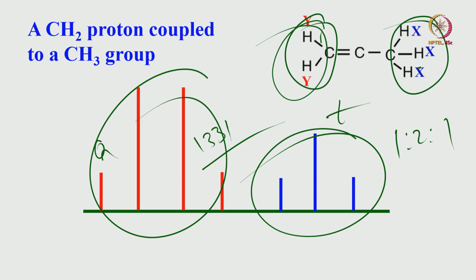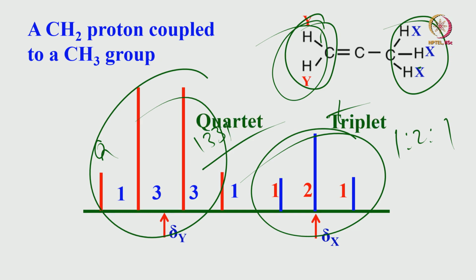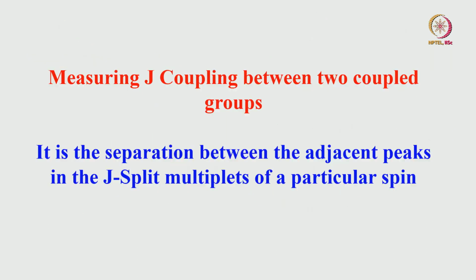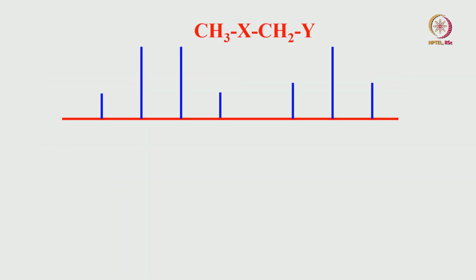How can we get the multiplicity pattern? When CH2 is coupled to CH3 or CH3 is coupled to CH2, we get patterns like this. And again, the center of this gives you the chemical shift of CH2, this center gives you the chemical shift of CH3. Okay. This is called a quartet, this is a triplet, and the separation gives you the coupling between CH2 and CH3. Very easy. So, how do you measure the J coupling? Already I told you, this is very easy.